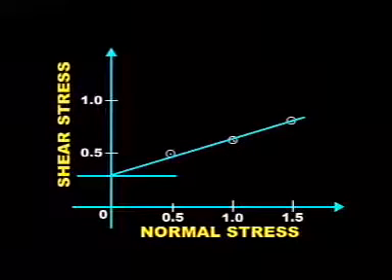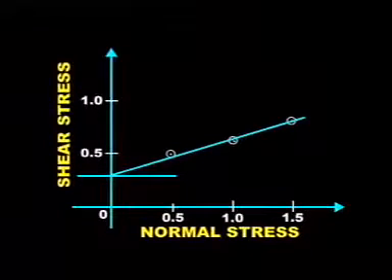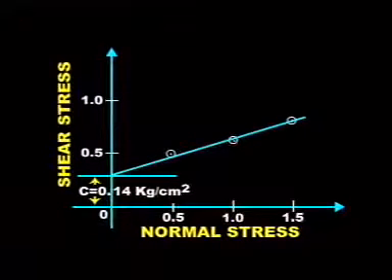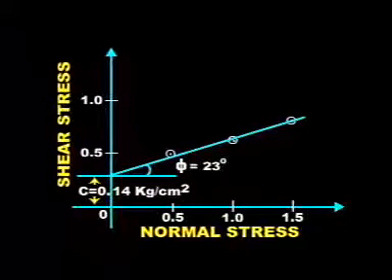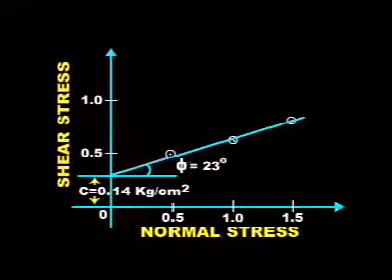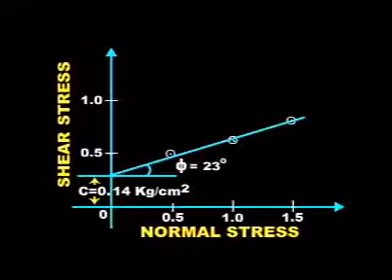Measure the intercept which this line makes with the shearing stress axis. This gives the cohesion C. Measure the angle which the line makes with the horizontal axis. This gives the angle of shearing resistance. For present test, C is equal to 0.14 kg per centimeter square and phi is equal to 23 degrees. The value of C and phi will vary with different state of soil.